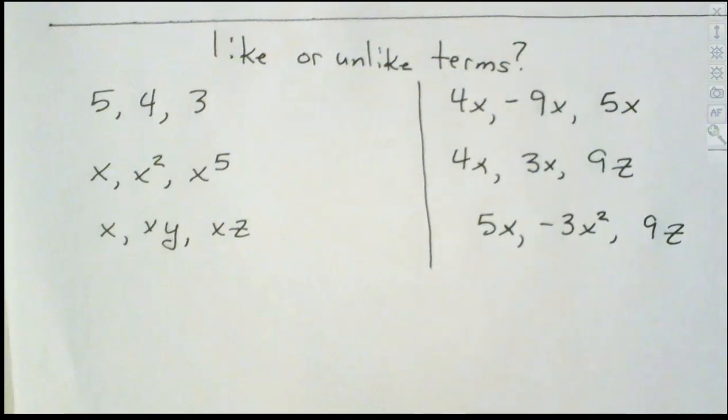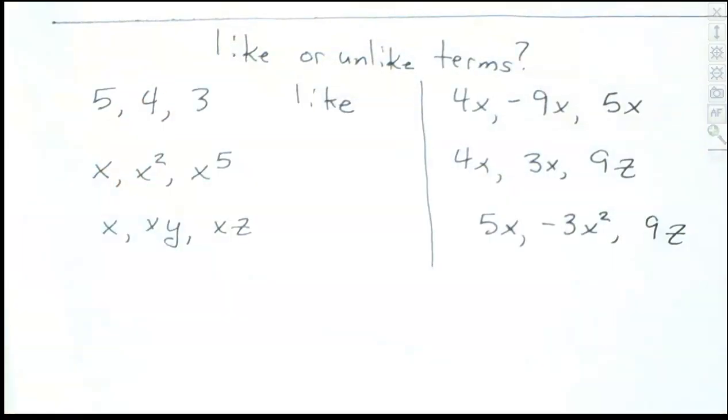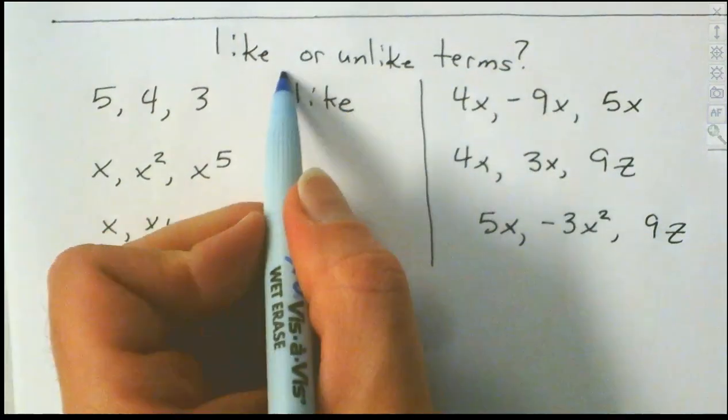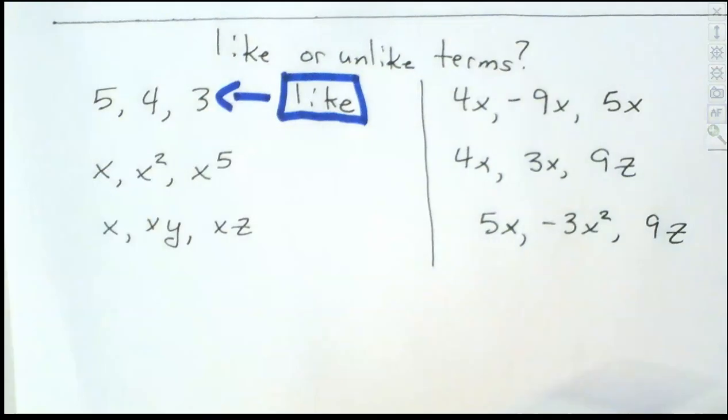They can all just be numbers. Those are like terms. They can all be x's. They can go together that way. But they have to be the same. They have to be identical, where they can be grouped together and combined together. So if I've got the numbers 5, 4, and 3, those are going to be like terms because they can be combined together. They're all numbers, no variables. So that one would be like.